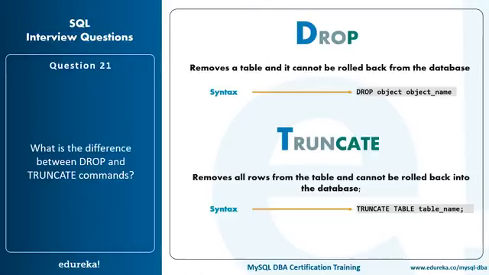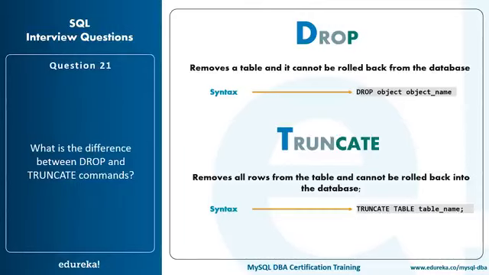And the truncate command removes all the rows from the table and also cannot be rolled back into the database. So the drop command and the truncate command differ by this. Whenever you use the drop command, you drop the complete table, and whenever you use the truncate command, you remove all the rows from the table. The syntax of both the commands is almost the same.